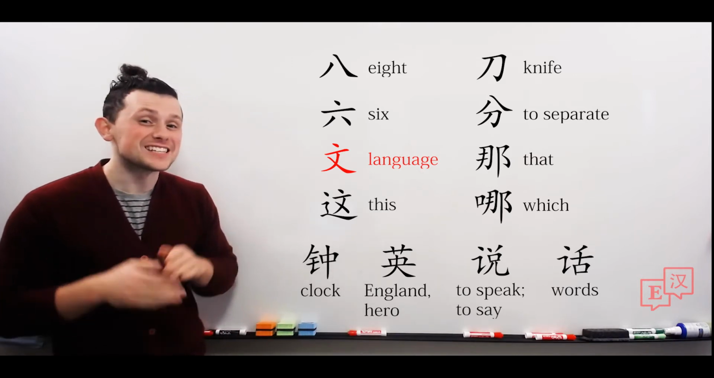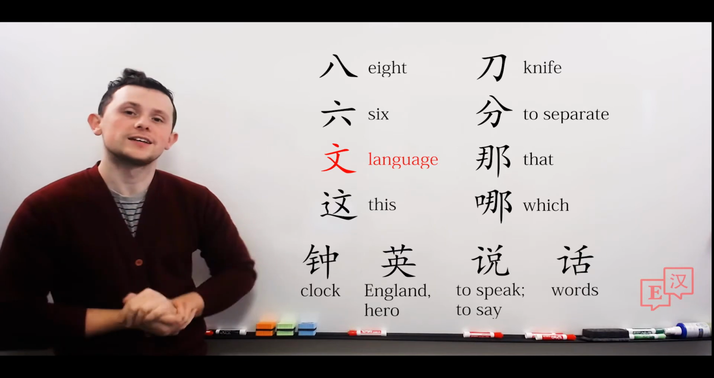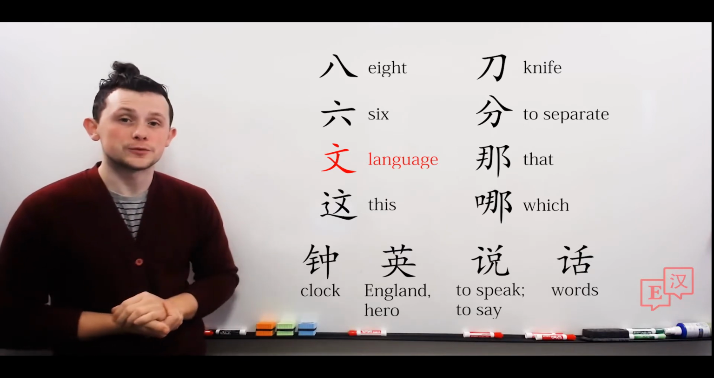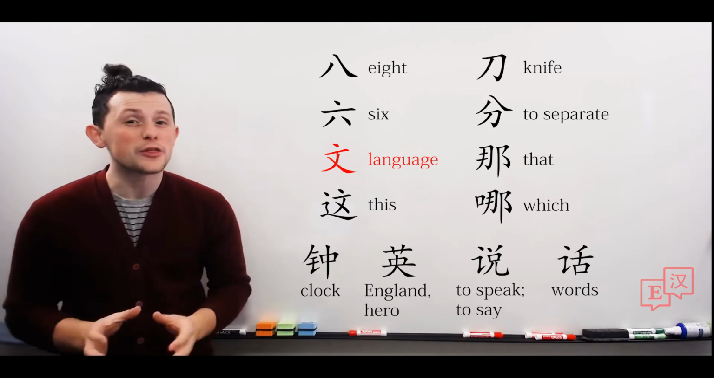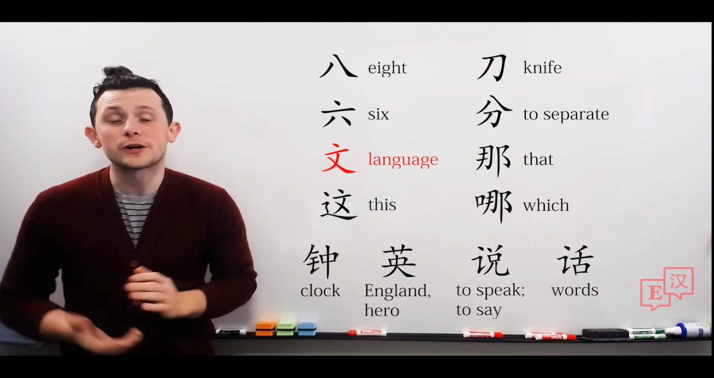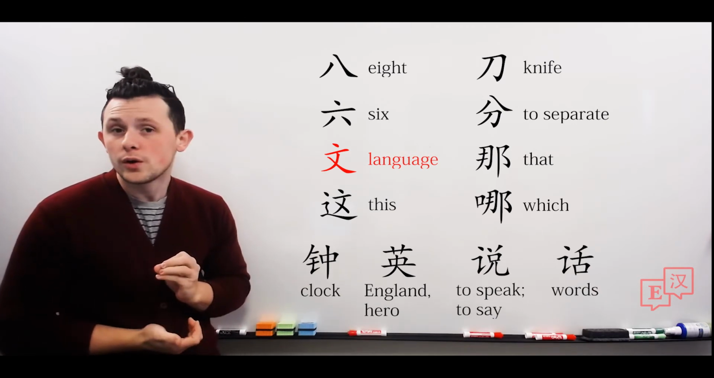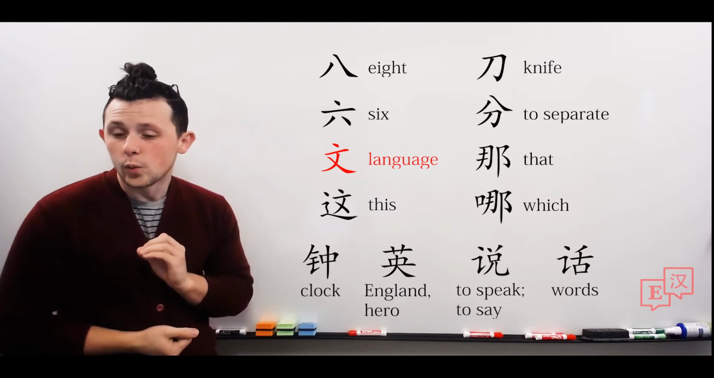This character is a 6 with its legs crossed, and it means language or culture. It is often combined with other characters to make the language for a given country. So again, when.